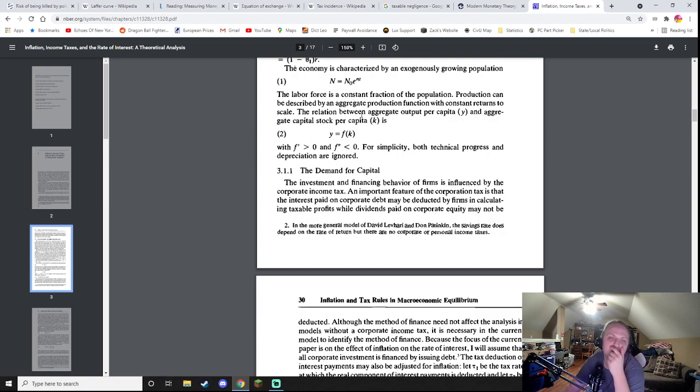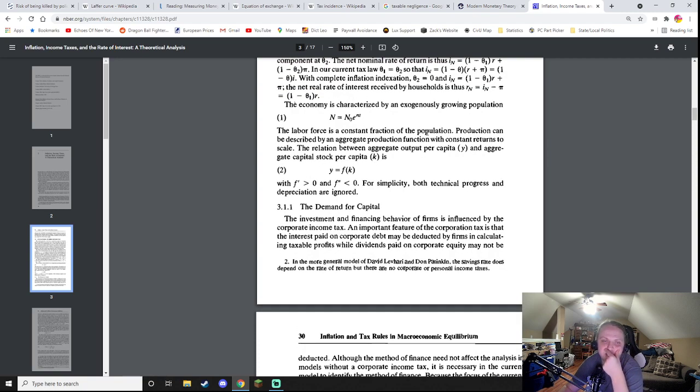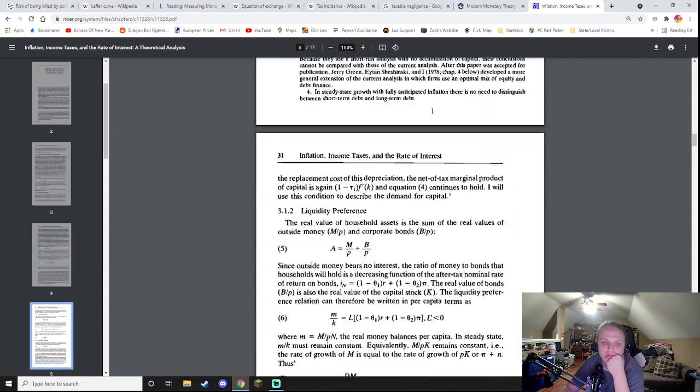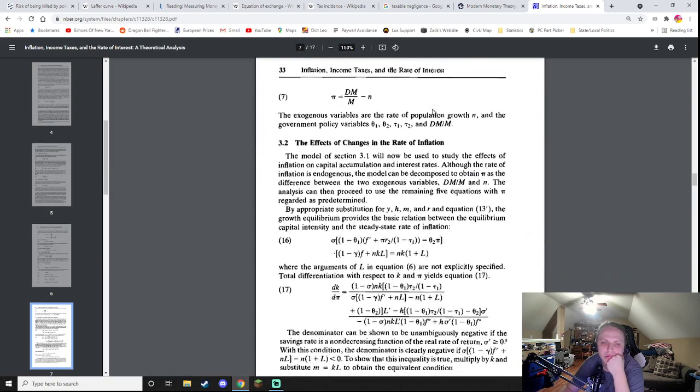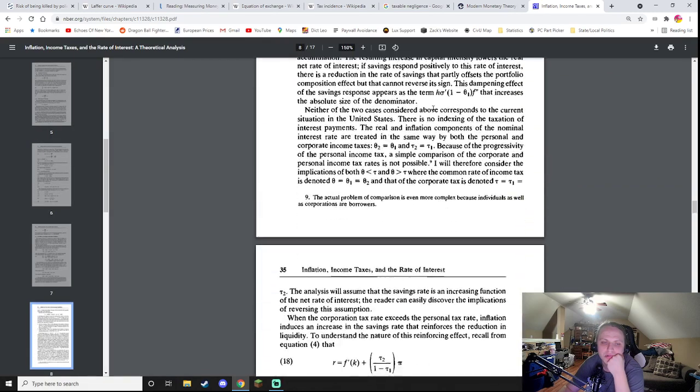Labor force is a constant fraction of the population. Production can be described by an aggregate production function. Liquidity preference. I have no idea what any of this means.